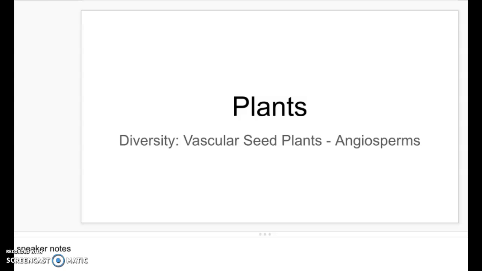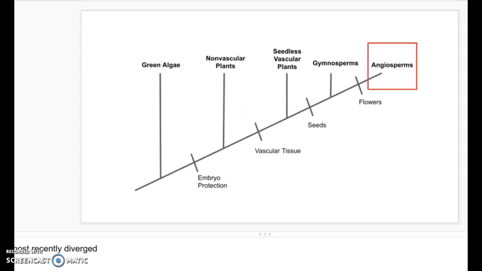Hi guys, and welcome to our last unit for plants, and we are looking at vascular seed plants and angiosperms. Angiosperms means that they have flowers. So they're vascular seed plants with flowers. And really quickly, as you can imagine from our cladogram, this is the last plant group that we're going to cover. You notice that they have all the traits.